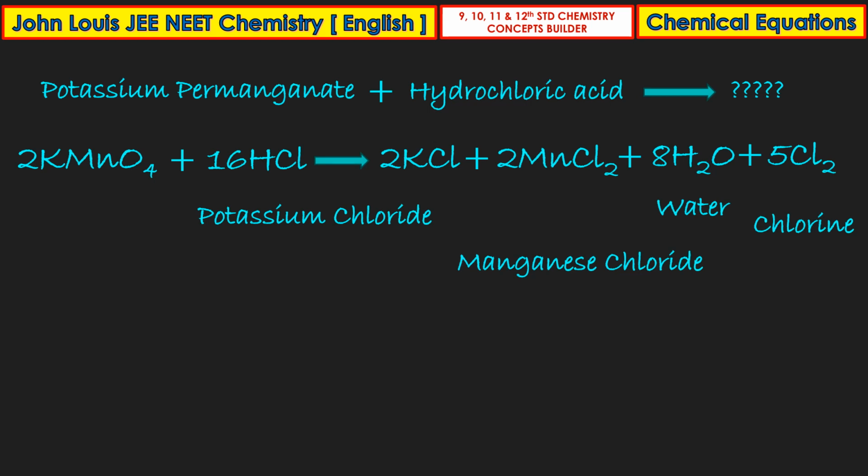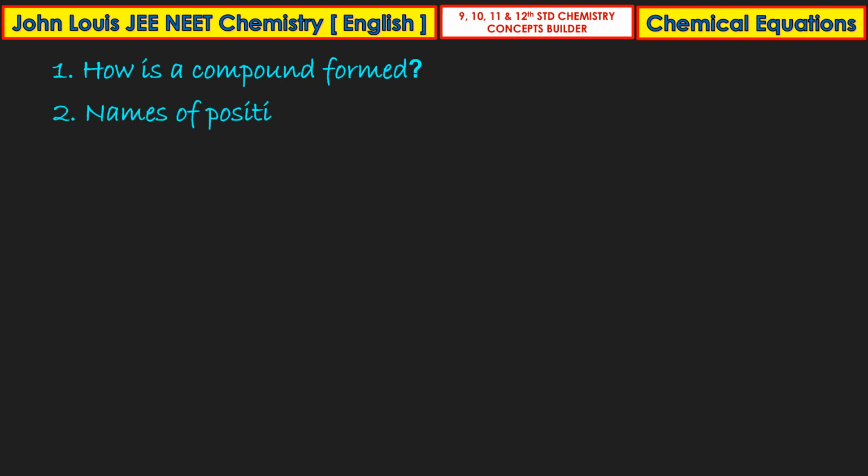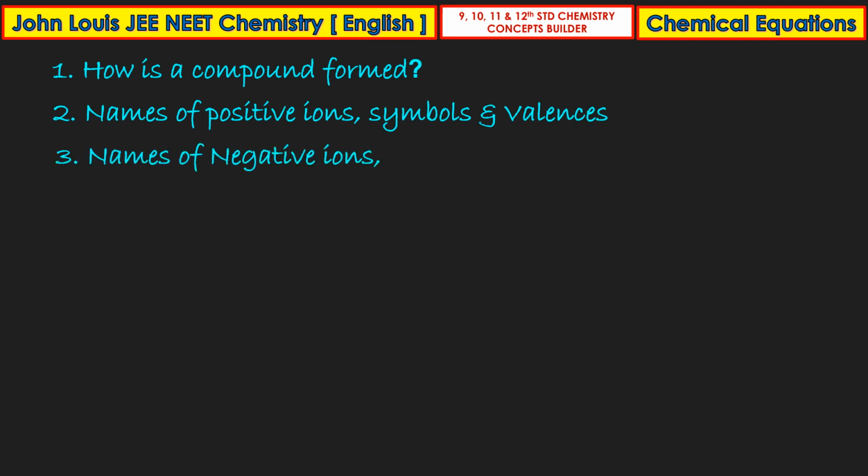Now, what are the basic fundamentals we are supposed to learn before we start learning chemical equations? First of all, how is a compound formed? When a positive ion combines with a negative ion, a compound is formed. What are the positive ions? The names of the positive ions, their symbols, and valences in our syllabus. Similarly, the names of the negative ions, their symbols and their valences in our syllabus. These are the very basic things each and every student is supposed to learn and remember. Only then can you apply.